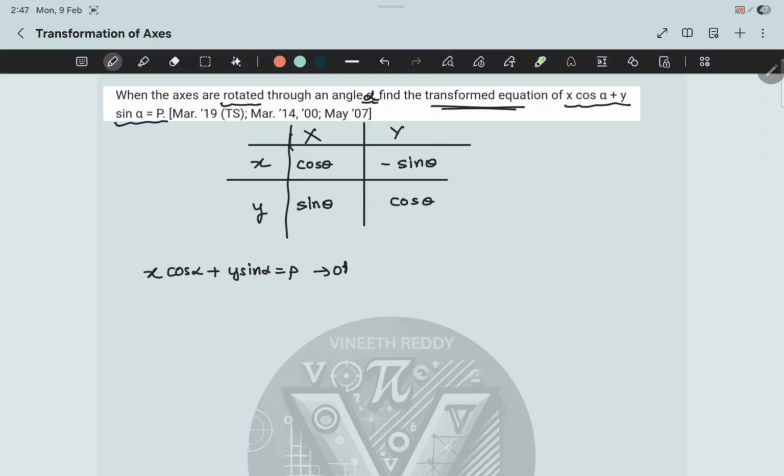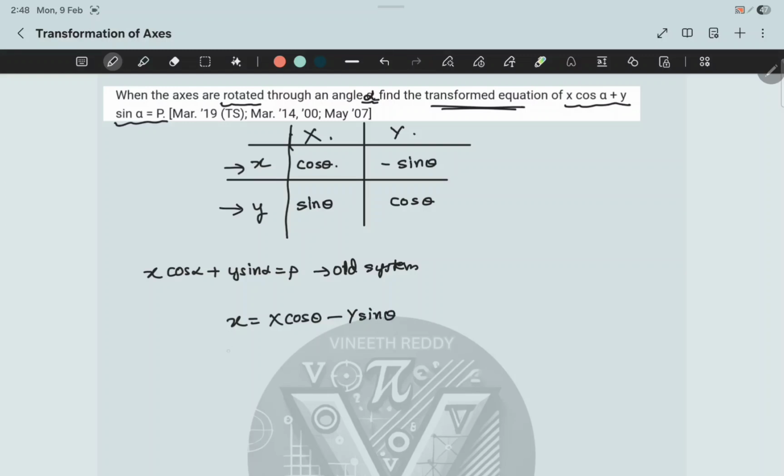This is the original, with respect to the old system, right? Now we have to get the equation in terms of capital X and capital Y. That means we will be writing small x in terms of capital X and capital Y. So how do we write that? Small x is equal to X multiplied by cos theta, so it will be X cos theta plus Y multiplied by minus sin theta. So it should be minus Y sin theta. Hope you understood this part.